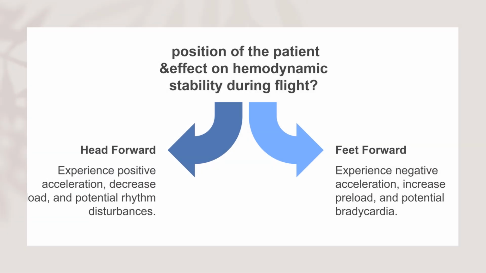Different positions of the patient have different effects on hemodynamics during the flight. If the head is forward, the patient experiences positive acceleration, decreased preload, and potential rhythm disturbance. If the feet are forward, they experience negative acceleration, increased preload, and there is potential for bradycardia.